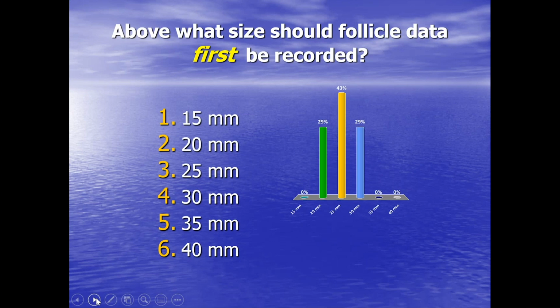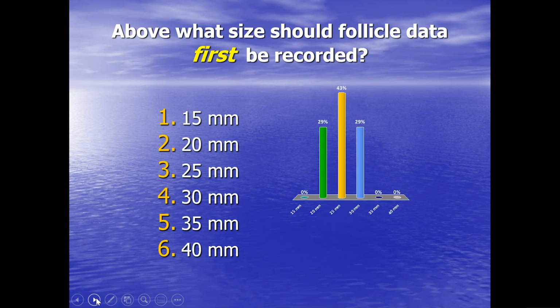Now, why do we do that? Well, clearly it's because we think a follicle is unlikely to ovulate below 25 millimeters. Not impossible, but unlikely. There is an argument follicles in warm bloods and thoroughbreds are unlikely before 30 millimeters. So I wouldn't argue with the 29% of people who said they wouldn't record it till 30 millimeters. Fair enough. You're going to be a bit risky if you're not recording until 35, and clearly 40 millimeters is way too late to begin recording them.